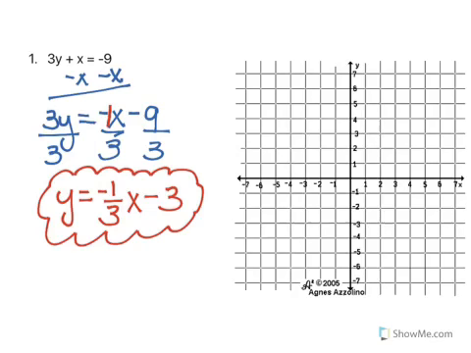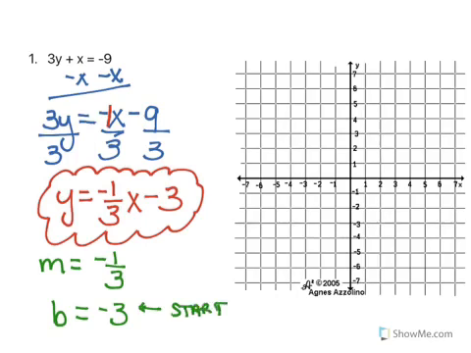Now there are a few things that we know from this equation. We know that our slope is negative 1/3. We also know that our y-intercept is negative 3. And this is where we are going to start our graph. So we'll start by plotting our first point at the y-intercept of negative 3.